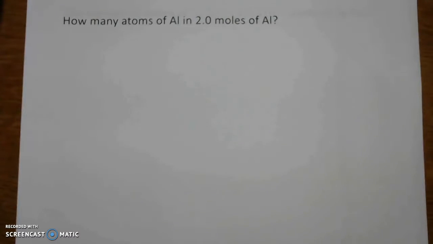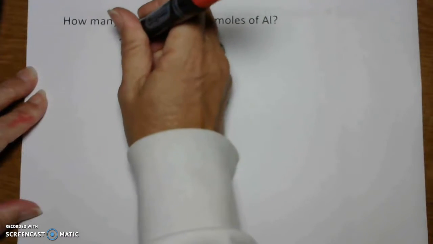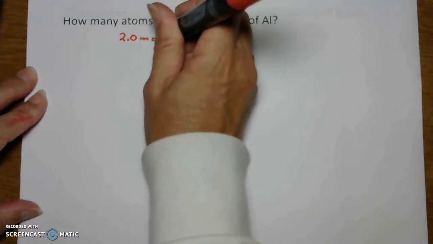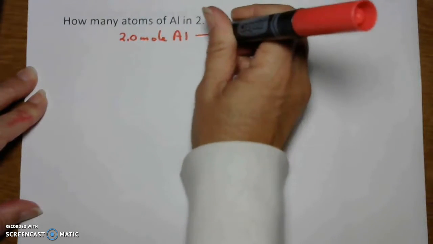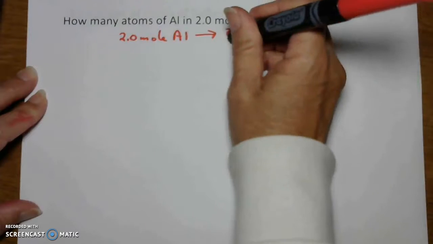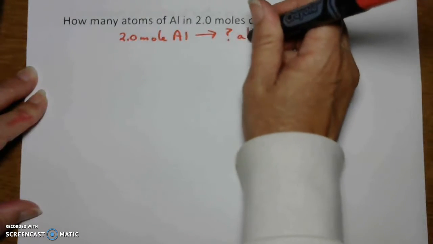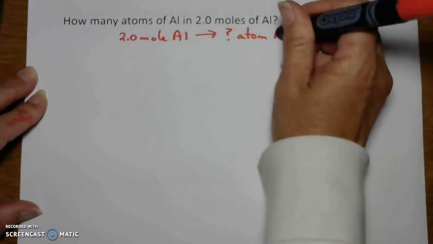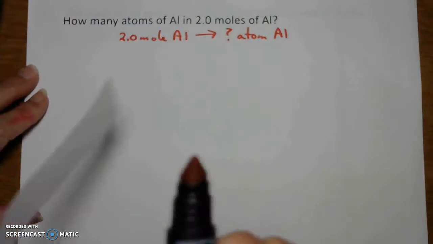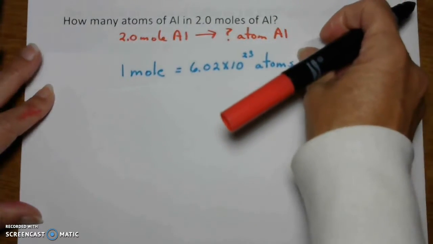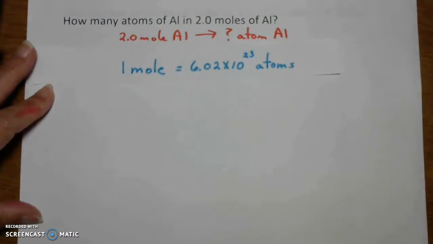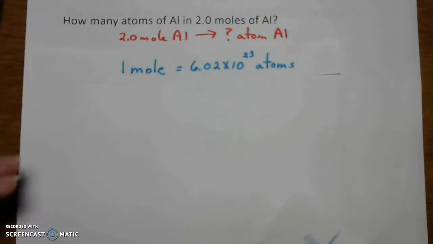How many atoms of aluminum in 2 moles of aluminum? So here we're starting with 2.0 moles of aluminum, and we're going to figure out how many atoms of aluminum. We know that 1 mole is equal to 6.02 times 10 to the 23rd.